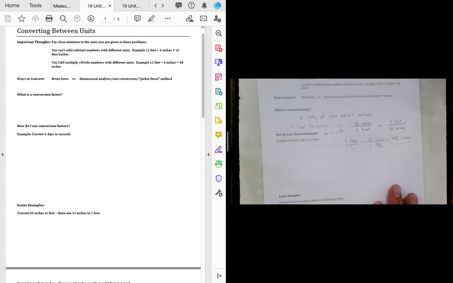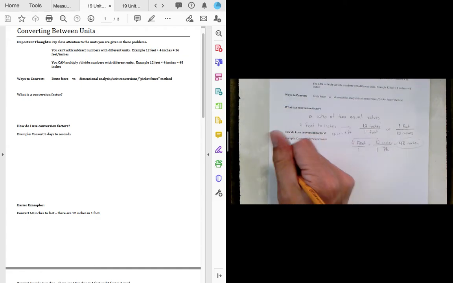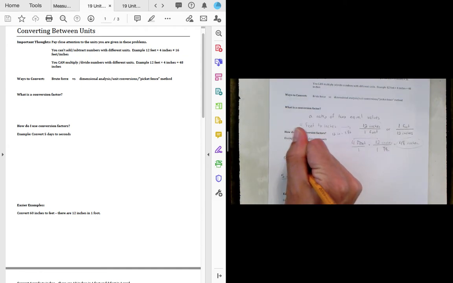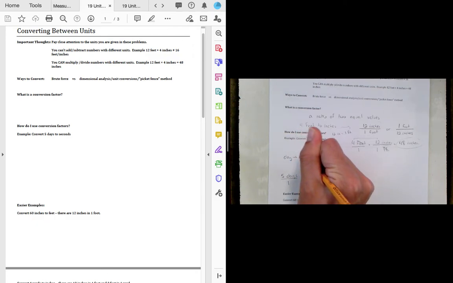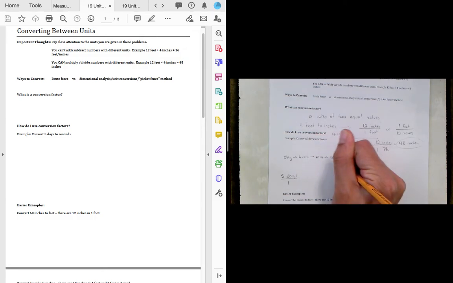We can do the same thing in these other problems that work on time. We start out with 5 days. Again, I make this a fraction over 1. Before we go through this process, it may be useful to write out the conversions that we use to go from days to seconds. Off the top of my head, I don't know how many seconds are in a day, but I know how many hours are in a day, and I know how many minutes are in an hour, and I know how many seconds are in a minute.